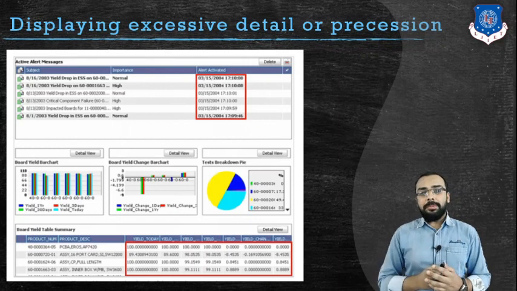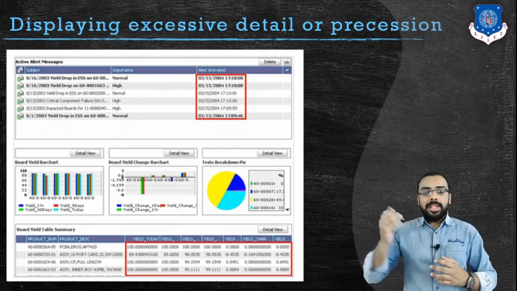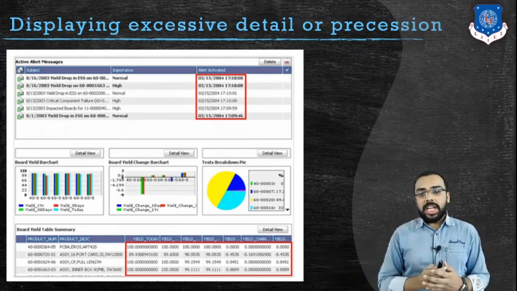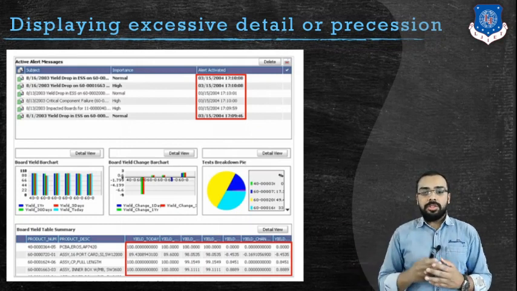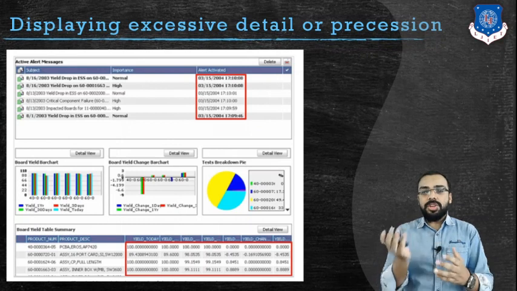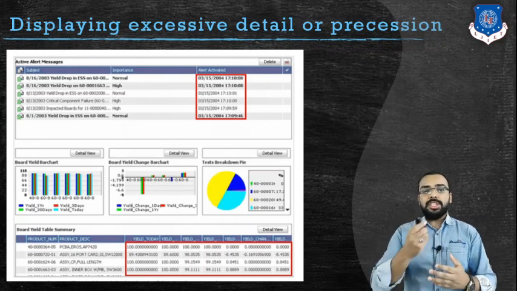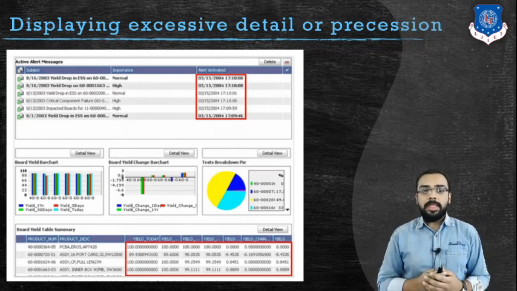Another example of the use of excessive details in this particular chart is, you can see at the bottom here, after the decimal they are showing the precision up to 4 to 10 digits, which is actually not required. We should round it off and display it in our dashboard.